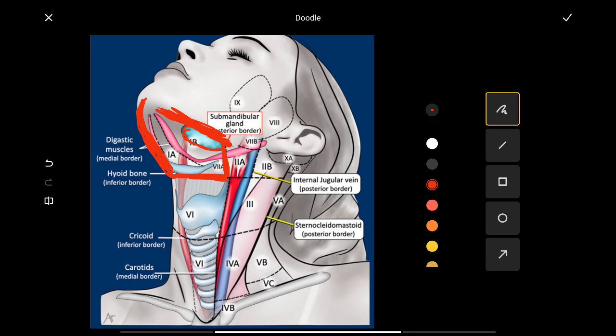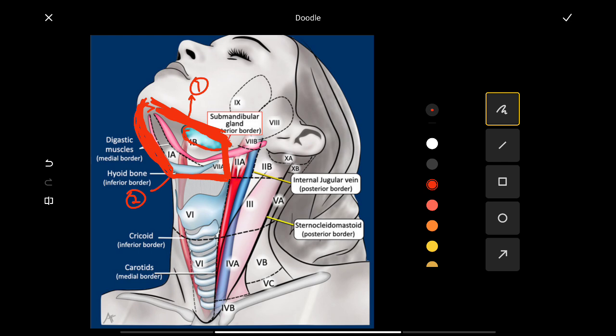Level 1, again, superiorly is the mandible and mylohyoid. Inferiorly is the lower border of the hyoid. Posteriorly is the posterior border of the submandibular gland, and anteriorly is the platysma. This includes both the submental and submandibular triangles. It is further divided into 1A and 1B: 1A is the submental nodes, and 1B is the submandibular nodes.